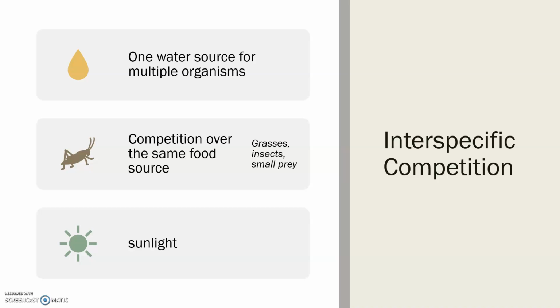Examples of interspecific competition include one water source for multiple species of animals, competition for the same food sources such as grass, insects, and small prey, and plants fighting for sunlight in a forest.